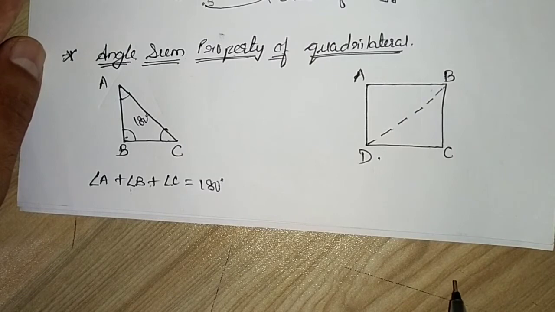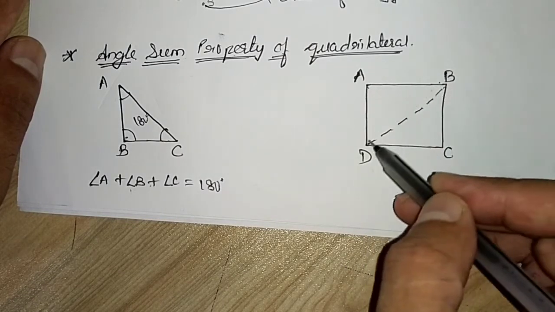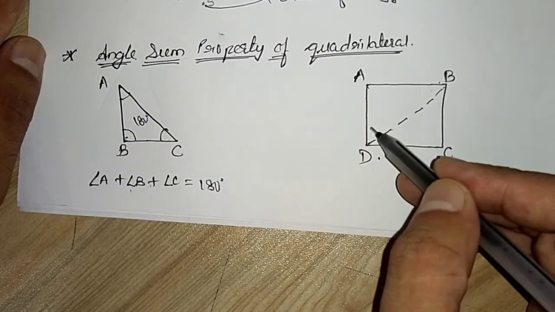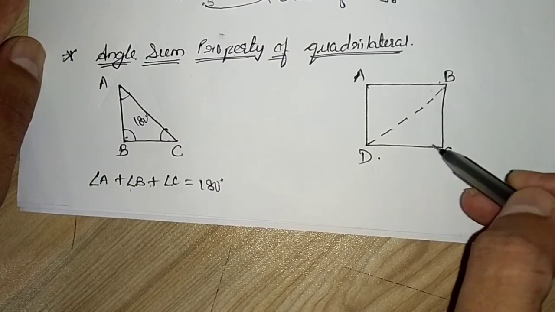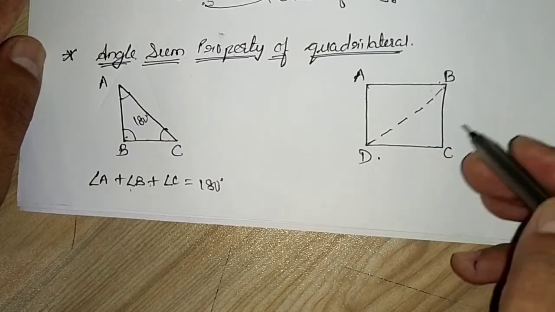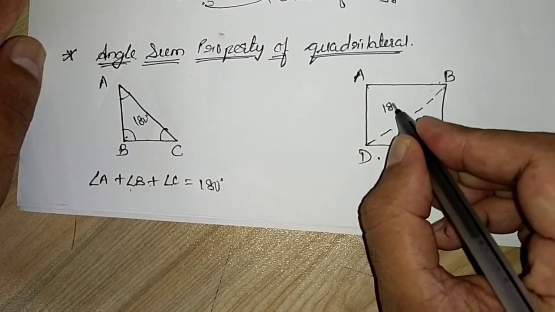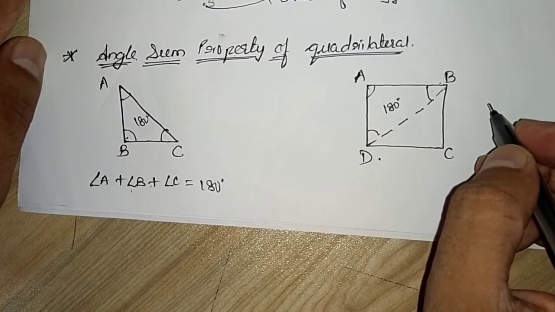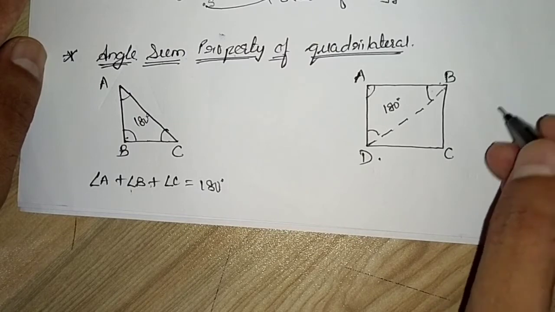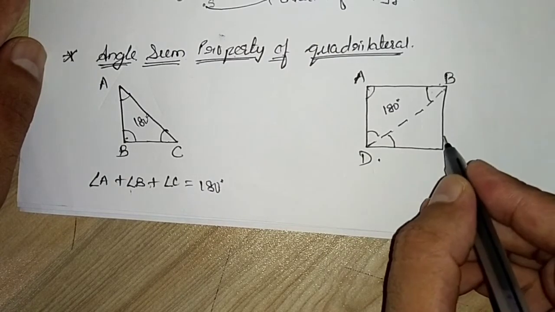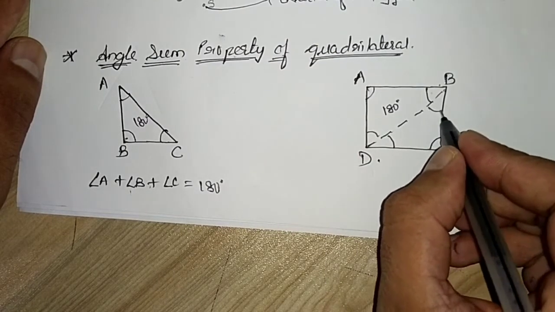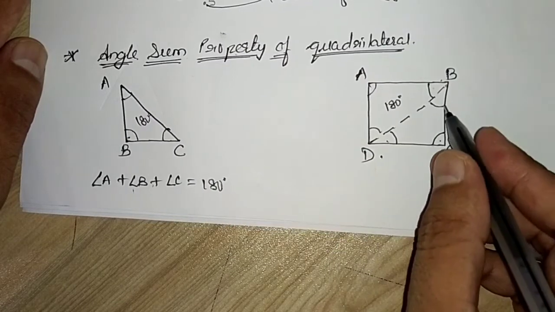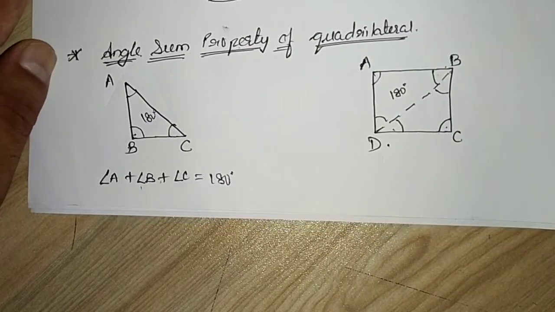So I got two triangles, ABD, one triangle, and the other triangle is BCD. So can I say ABD is having 180 degree? All the angles of the triangle is 180 degree. Sum of the triangle is 180 degree. Also this is a triangle, so this sum, angle D, C and B is also 180 degree.